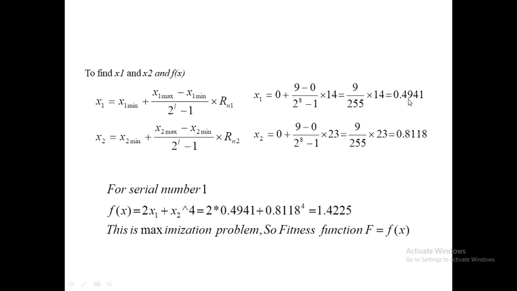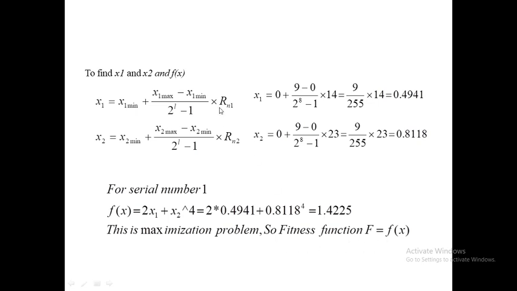For getting the fitness function, first we evaluate the f of x value. F of x is equal to 2 x1 plus x2 power 4, which is 2 into the first x1. Okay, the first x1 is 0.4941, the x2 value is 0.8118 power 4. According to our fitness function, f of x is equal to 2 into x1 plus x2 power 4. Based on that, I got the f of x value 1.4225. Okay, this is a maximization problem. So the fitness function capital F is equal to f of x.